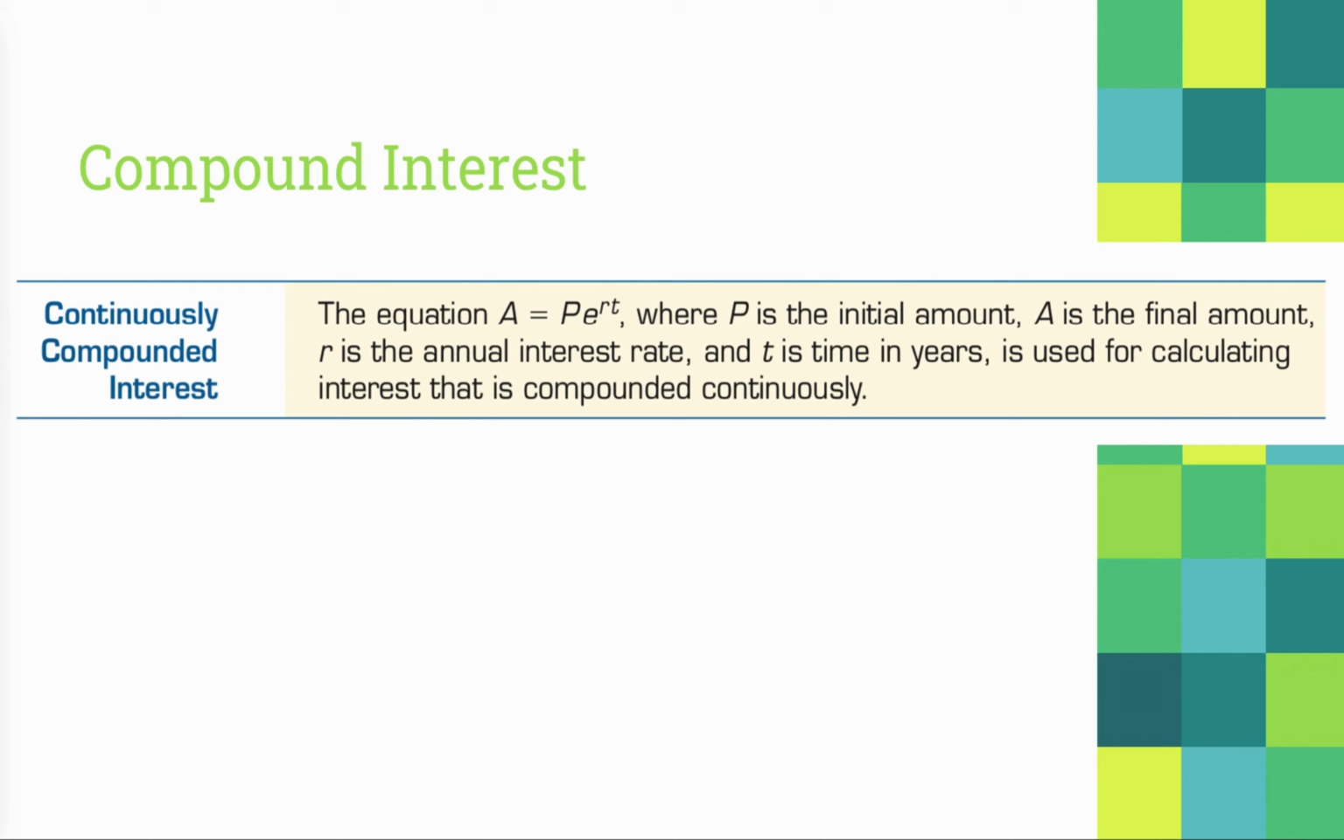We can also use e in compound interest. There's a version of our compound interest formula called continuously compounded interest. Continuously compounded interest means that as soon as you are earning interest, that interest goes into your account and starts earning more interest. So the equation for continuously compounded interest is A equals P e to the rt, where just like in the previous compound interest formula, P is your principal or your initial amount, A is the final amount, r is your interest rate, and t is the time in years.